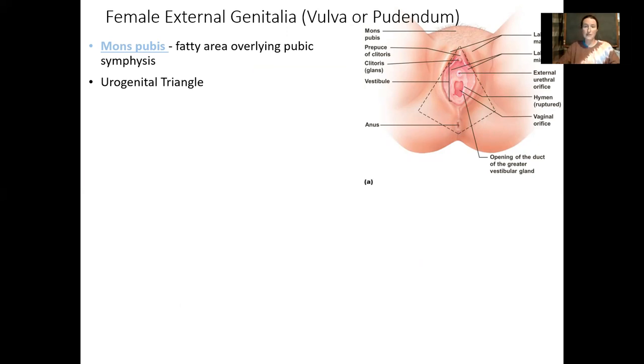Females, of course, also have external genitalia. This is called collectively the vulva. Couple structures on the female. The mons pubis is a fat pad which essentially protects the pubic symphysis and the pubic bones on the female.